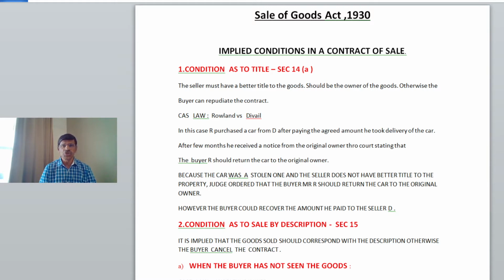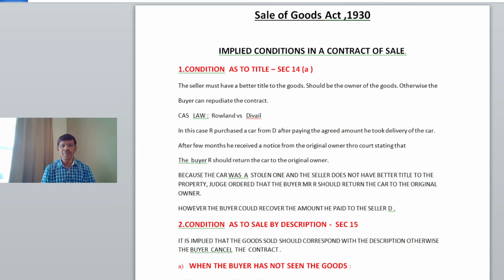The topic chosen: implied conditions in a contract of sale. First condition, as to title, Section 14 clause (a). The seller must have a better title to the goods. That means the title here means the true owner of the goods. The seller should be the real owner of the goods. Otherwise, the buyer can repudiate the contract.